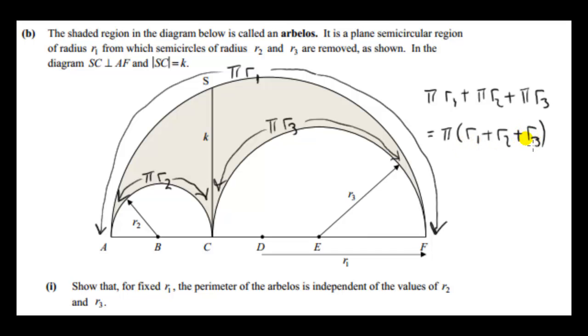Now we want to show that this perimeter is independent of r2 and r3. So r2 and r3 should not appear in this. We should have an expression that just involves r1 as the radius of the big semicircle. Okay, so let's see if we can somehow replace r2 and r3 with something involving r1. So then our expression will be independent of r2 and r3. Okay, it'll have to depend on r1, of course. We can't just have a pure number here because r1 can be any value. Okay, so let's get the connection between the radii.